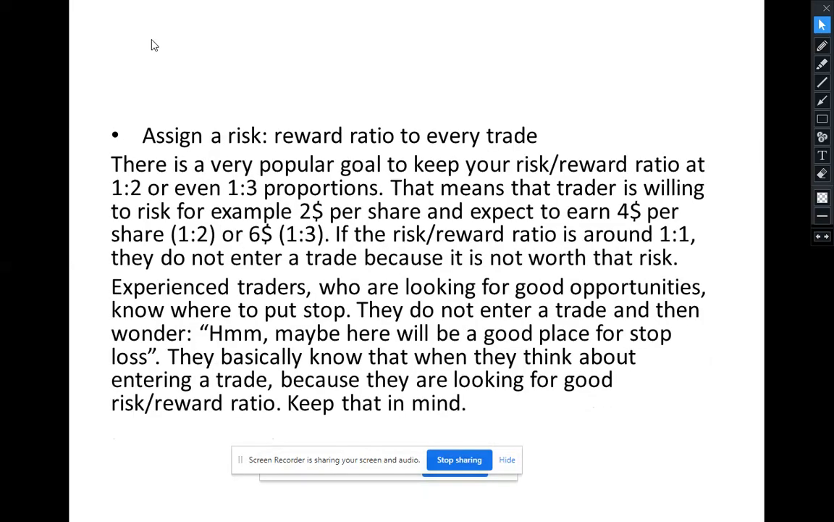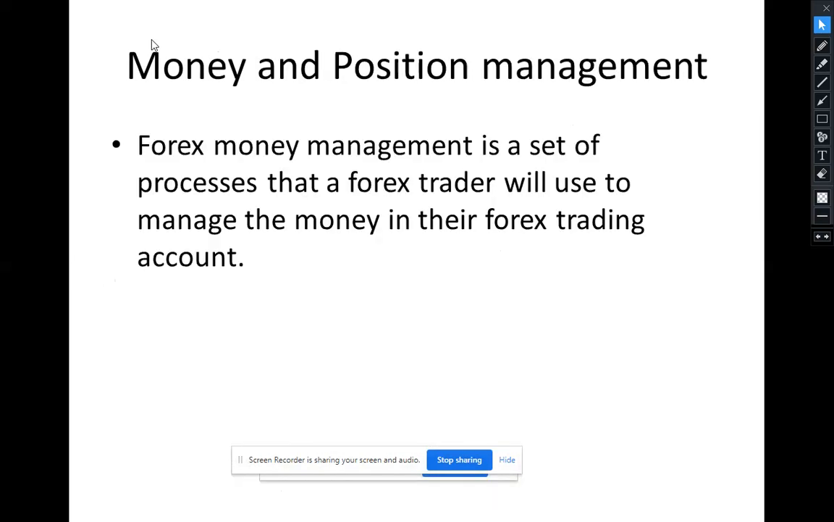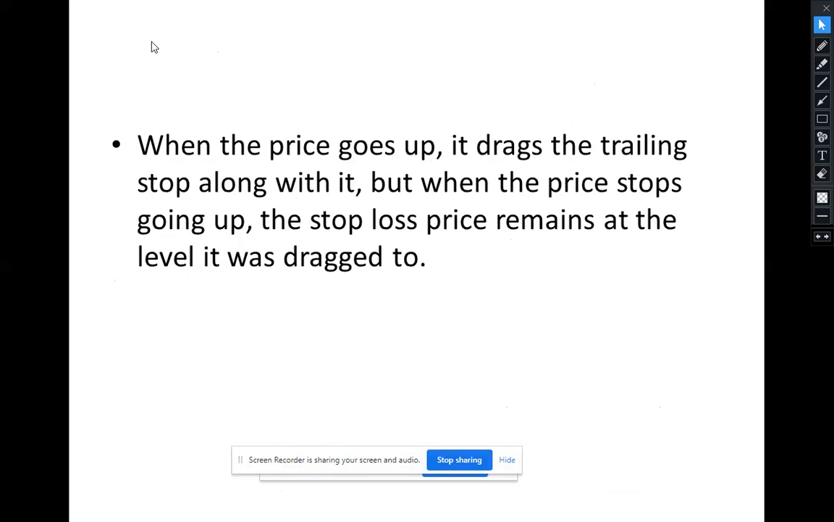So that is what we have today: trading stop loss and money management plan. When you are a trader, you must always use stop loss. Always trade your stop loss. As a beginner, always trade your stop loss.